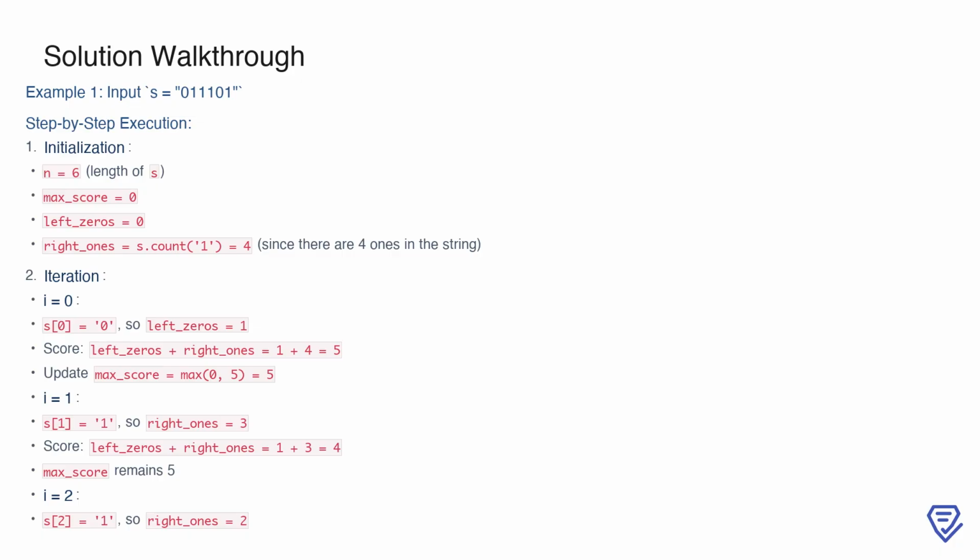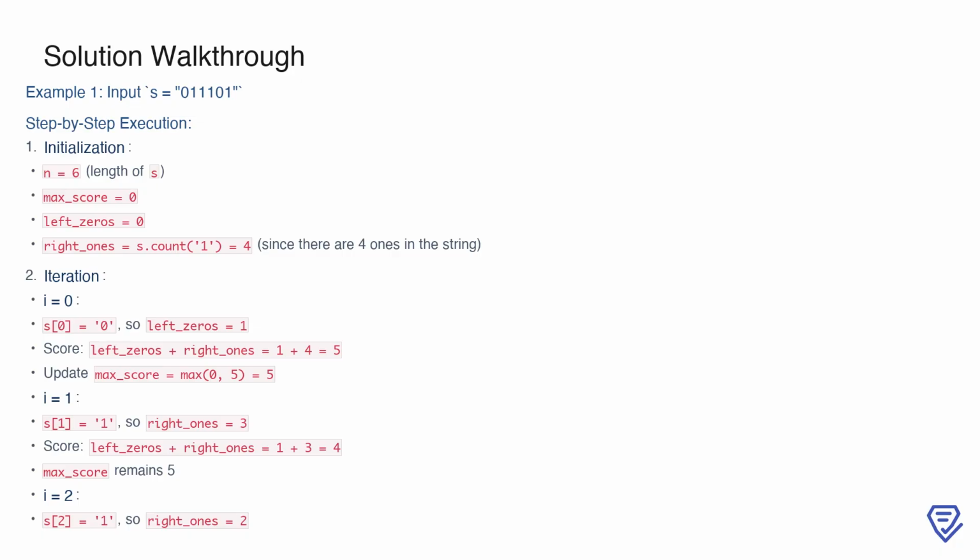Now, we start iterating over the string. At index I equals 0, the character is 0, so we increment left_zeros to 1. The score at this step is the sum of left_zeros and right_ones, which equals 5. We update max_score to 5 since it's higher than the previous value. At index I equals 1, the character is 1, so we decrement right_ones to 3. The score here is 4, and since it's less than max_score, we don't update it.